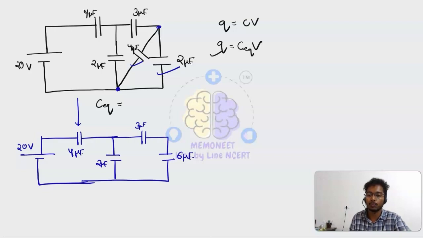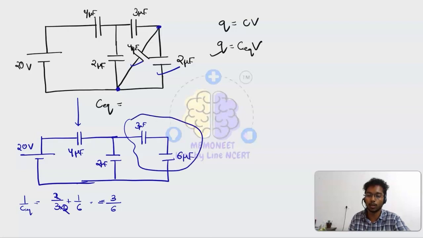So here 6 microfarad, then 6 and 3 are in series, as they are joined end to end. So 1 upon 3 plus 1 upon 6. Let's make it 6 by multiplying by 2: it is 2 upon 6 plus 1 upon 6. So 1 upon C equivalent is equal to 3 upon 6. We are taking only two capacitors. So C equivalent will be 6 upon 3, that is equal to 2. For these two capacitors we have an equivalent of 2 microfarad.